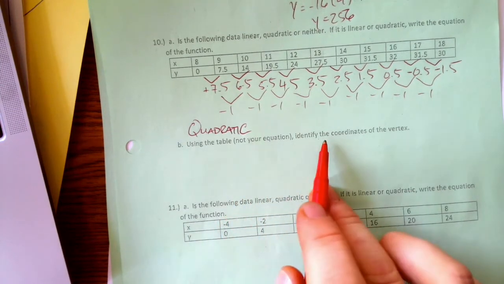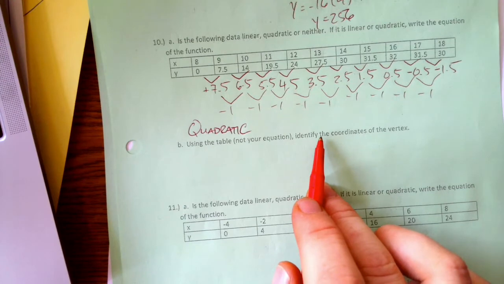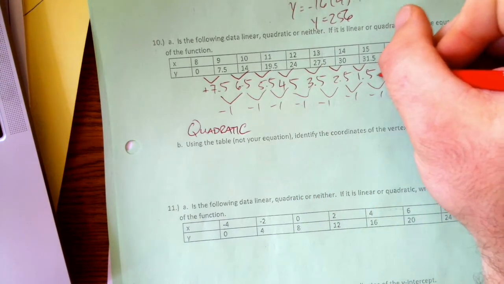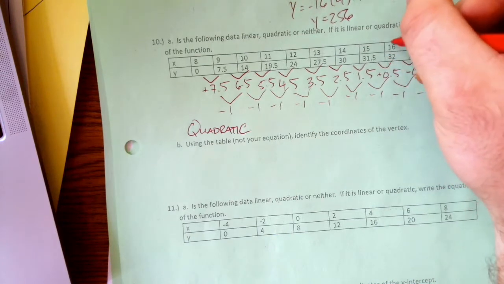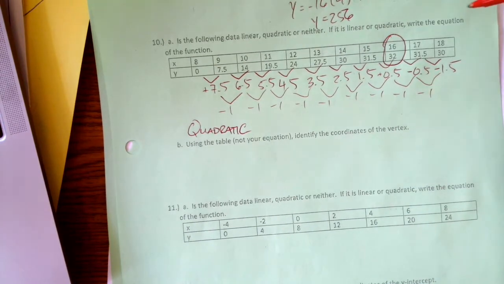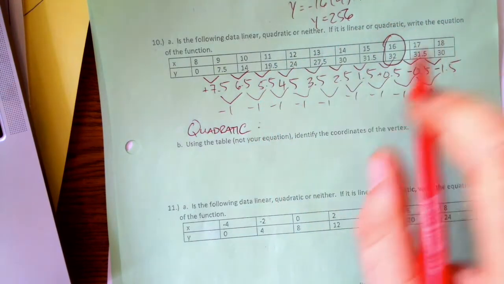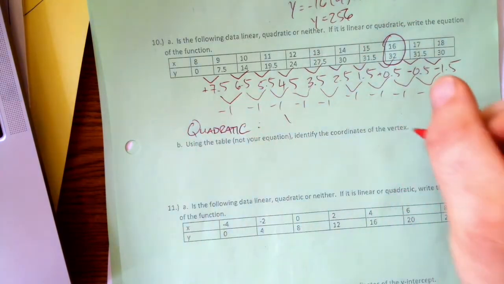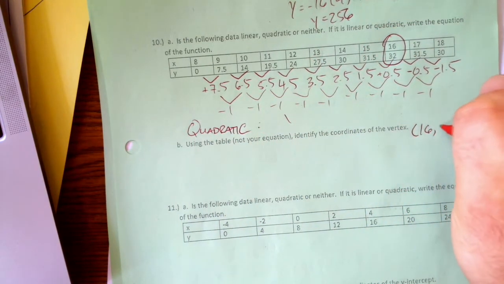All right, so using the table, identify the coordinates of the vertex. The coordinates of the vertex are where we stop adding numbers and start subtracting numbers. So it looks like 16, 32. Also, write the equation of the function. So if it's quadratic, okay, here, vertex is at 16 comma 32.